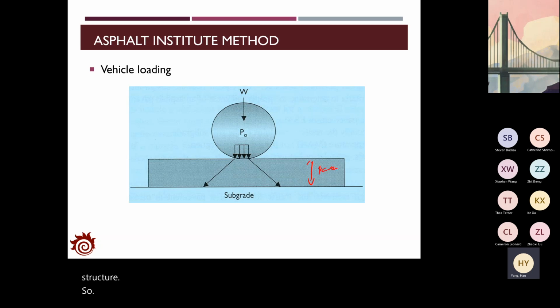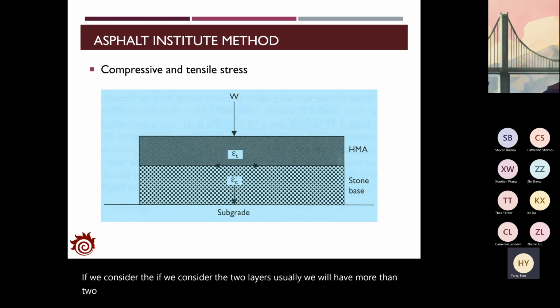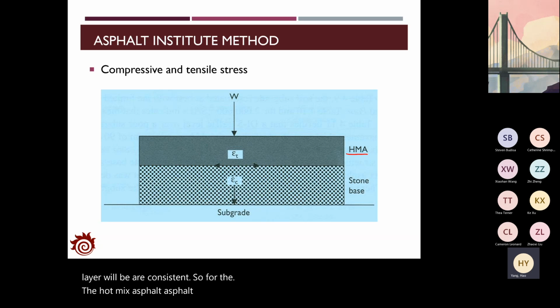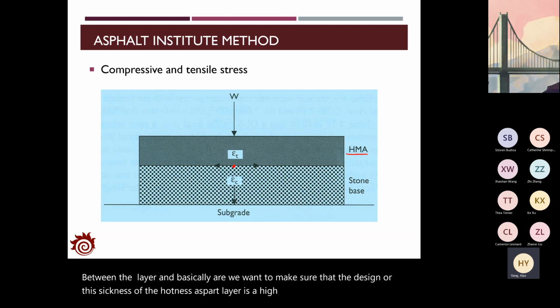Say that the flexible pavement structure transfers the load to the subgrade. If we consider two layers, usually we will have more than two layers for the flexible pavement, but we can consider the base and subbase layer as consistent. For the hot mix asphalt layer, at the bottom of the asphalt layer, we need to think about the tensile stress between the asphalt layer and base layer. We want to make sure that the thickness of the hot mix asphalt layer is high enough to sustain all the tensile stresses during the design life, so that we can prevent cracking in the hot mix asphalt layer.